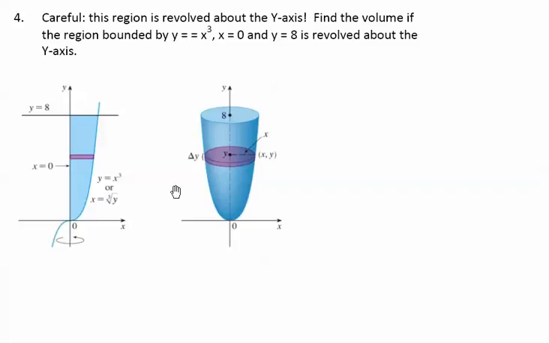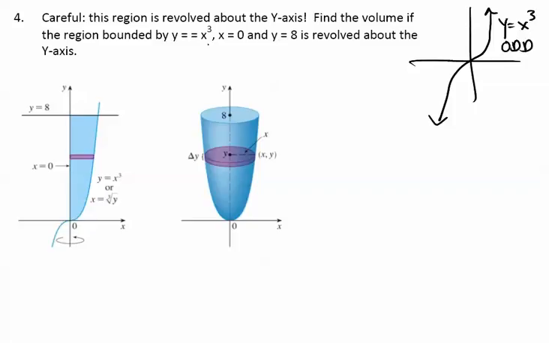All right, now it says be careful. This region is revolved around the y-axis. So here we go, and our diagram's already made for us. We're taking the region bounded by x cubed. Remember what x cubed looked like. It's positive in quadrant 1 and negative in quadrant 3. x cubed is an odd function. And it's also bounded by x equals 0, that's the y-axis, and the horizontal line y equals 8.